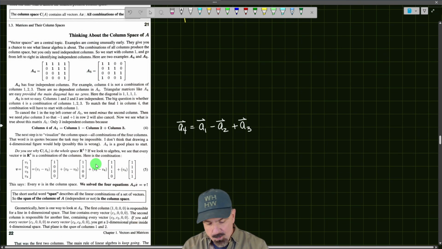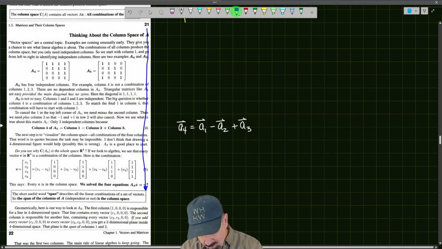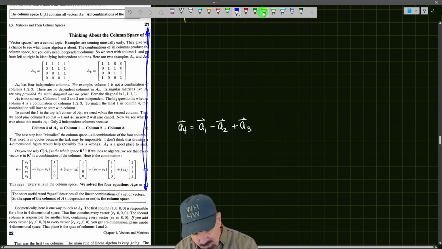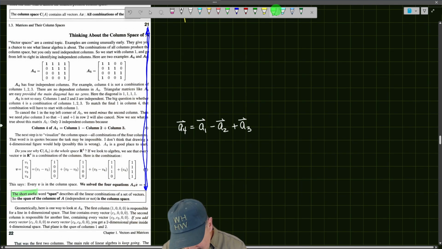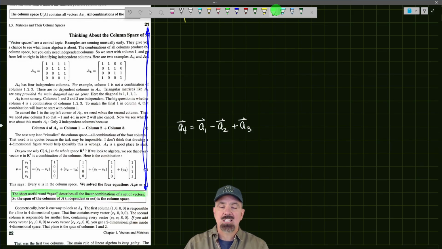So take a read through all of 20 and 21. Take a look at the specific examples that he provides, and then down here we can see his definition for span, which is all linear combinations of a set of vectors. So given a set of vectors, when we consider all those possible linear combinations, that's span.